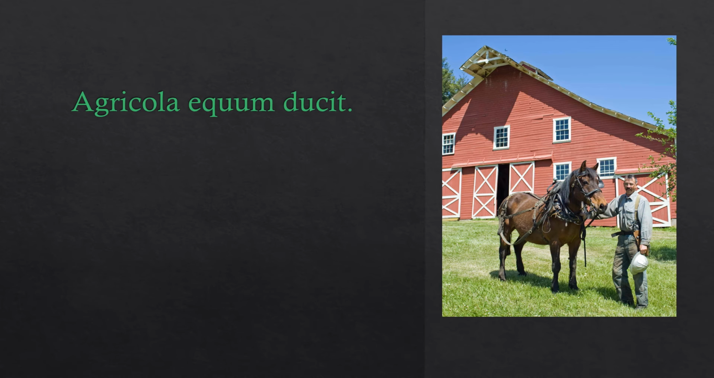Agricola equum ducit. How would you translate this sentence? Agricola is our only noun in the nominative case, so it must be the subject. Likewise, equum is our only noun in the accusative case, so it is probably a direct object. Put those together with the verb ducit, which is present active indicative, and what do you get?